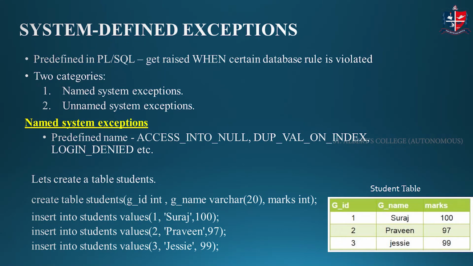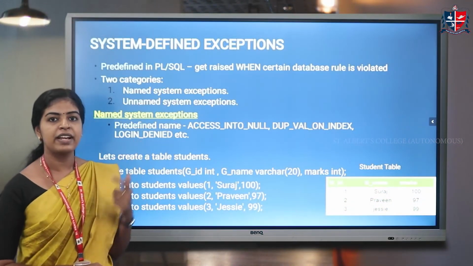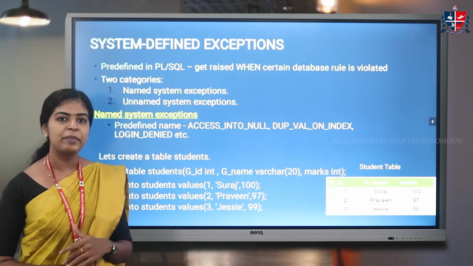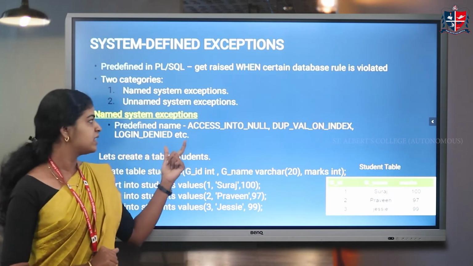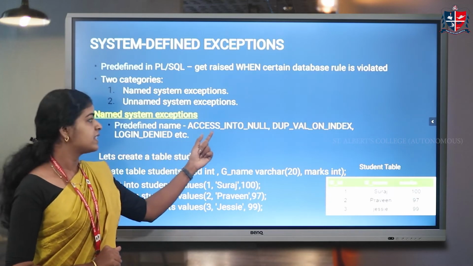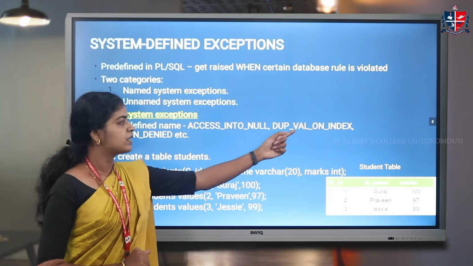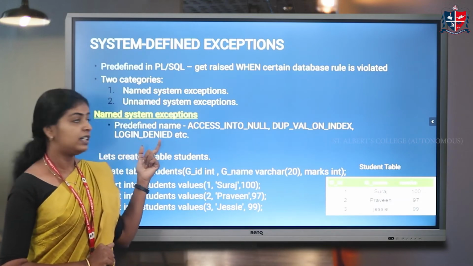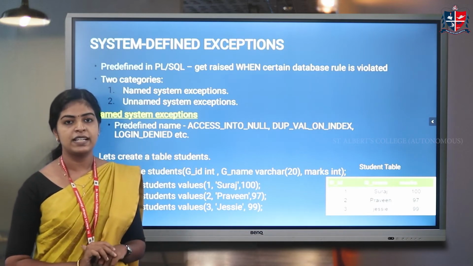First one is system defined exceptions. We can divide the system defined exceptions into two types. First one is named exceptions and second one is unnamed exceptions. Some examples of named exceptions are given here: access_into_null, dup_val_on_index, login_denied, etc. There are different types of named exceptions.